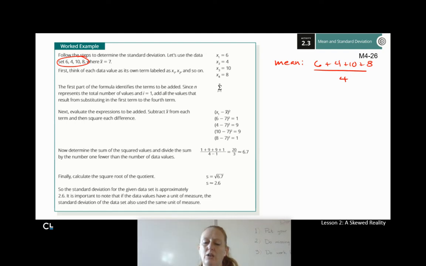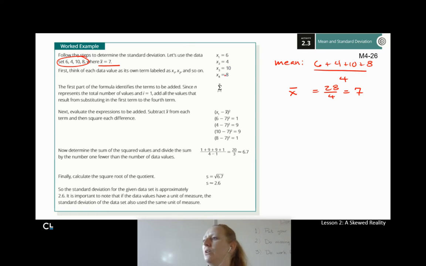I'm going to grab my lovely calculator. 6 plus 4 plus 10 plus 8 is 28. If I divide that by 4, I get 7. So the mean, the X bar, is 7. Well, you've already done the worst of it, and it really wasn't that bad.